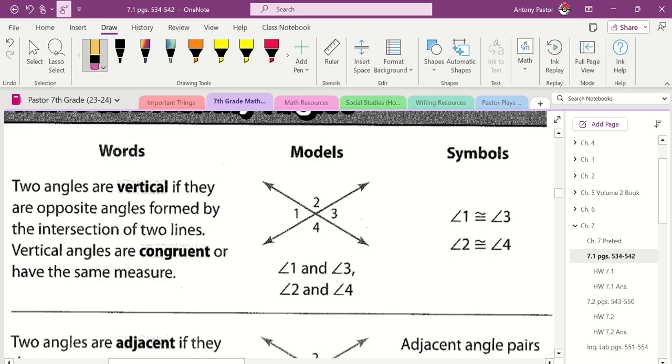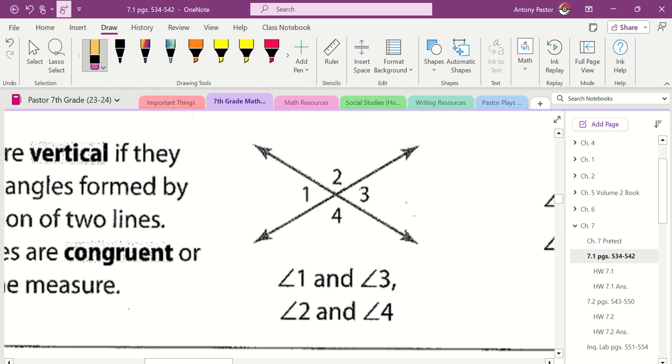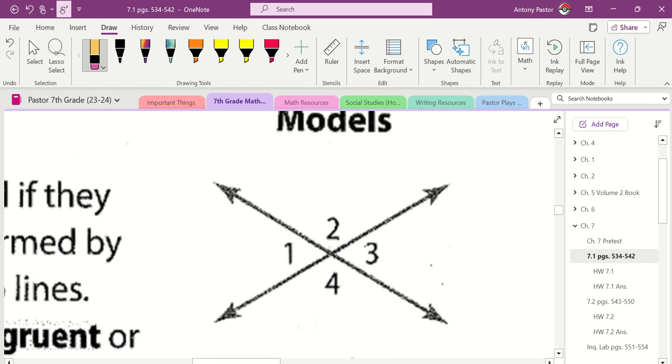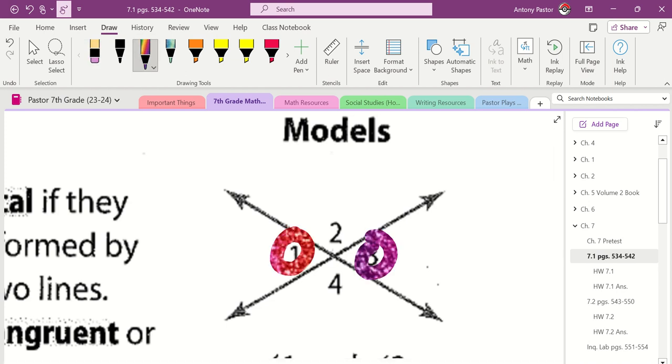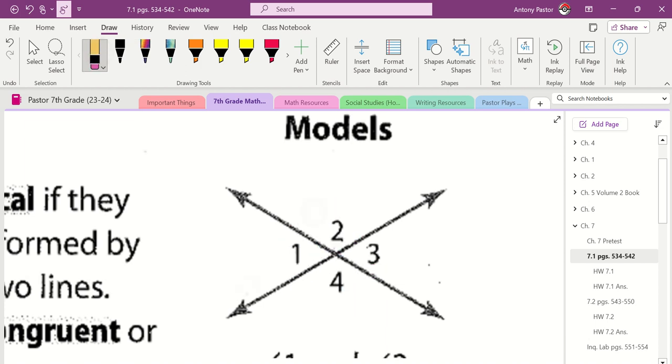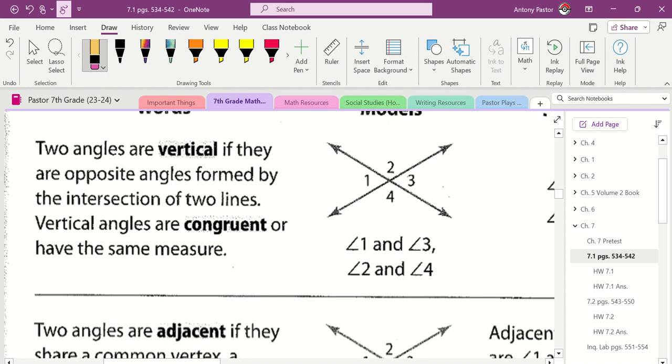So in this case, what pair of angles can be vertical? They are opposite each other. What pairs are vertical? 1 and 3 are vertical to each other, and 2 and 4 are vertical to each other. Okay, that's the first part of it. The second part is that vertical angles are congruent or have the same measure or have the same value.